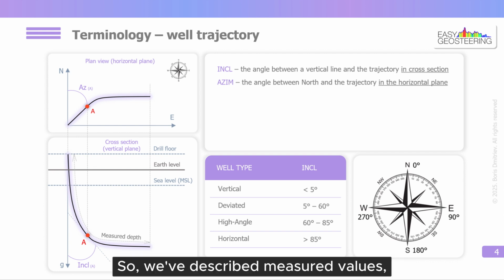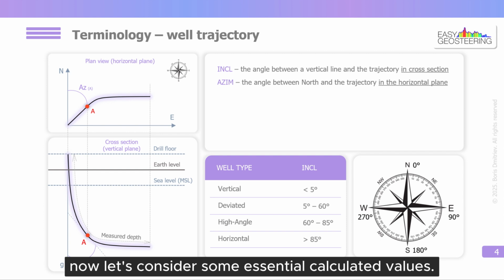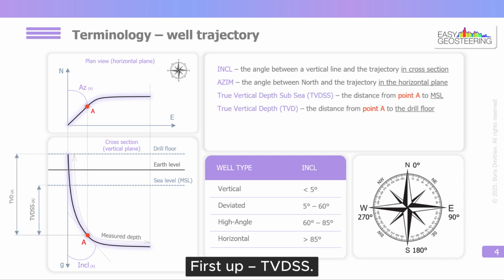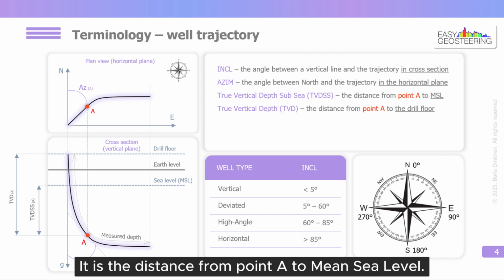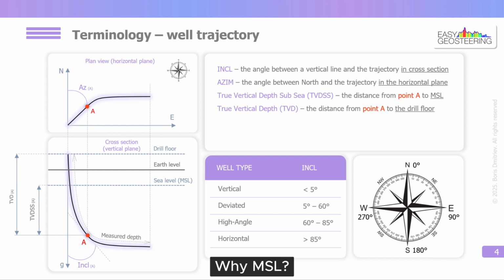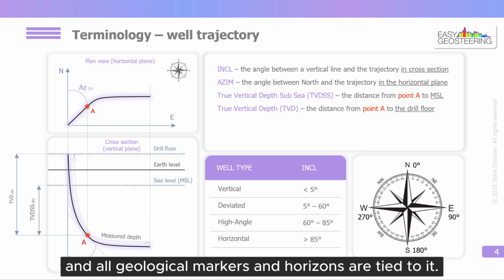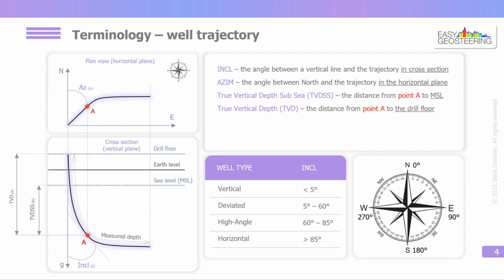So, we've described measured values, now let's consider some essential calculated values. First up, TVDSS. It is the distance from point A to mean sea level. Why MSL? Because it's a consistent and reliable reference and all geological markers and horizons are tied to it.